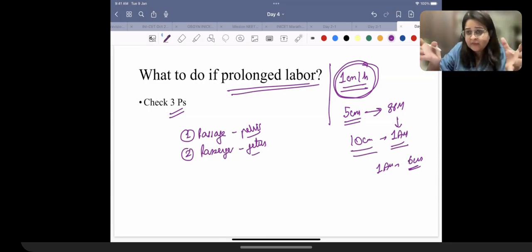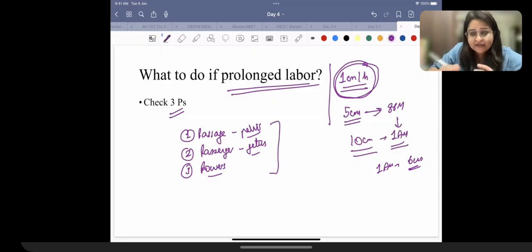Maybe it is a big baby. Maybe it is a deflexed head. So some problem in the passenger. Maybe it is a brow or face. Third is a problem in the powers. That means the uterine contractions are not sufficient to allow normal progress of labor. So I will ask her to check the three things.